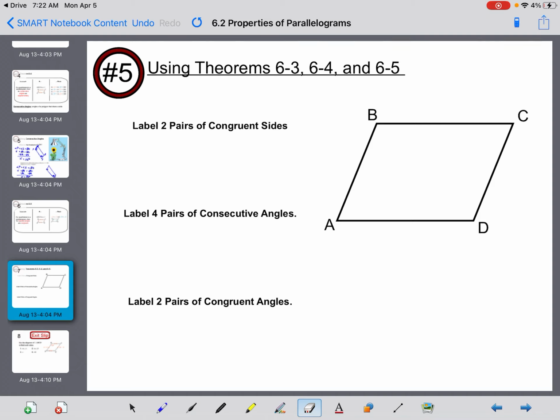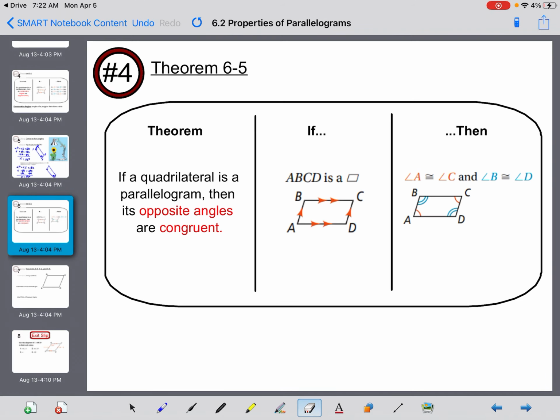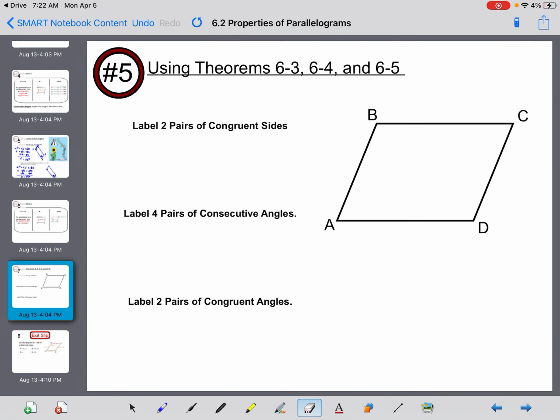Okay. So number 5, it says using theorem 6-3 and 6-4 and 6-5. Go back if you need to. Label two pairs of congruent sides. Well, we know that opposite sides are congruent. So AB is going to be congruent to CD. And BC is going to be congruent to AD.